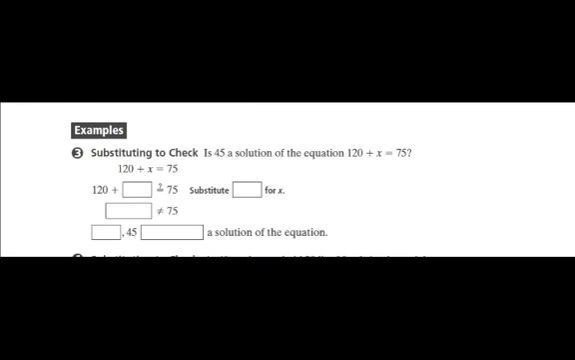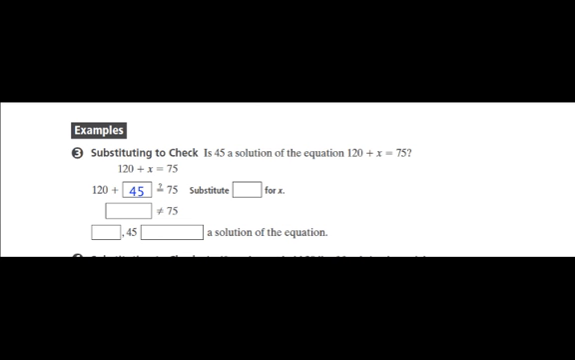We're going to use substitution today to check answers. So for the problems, you're going to be given a solution and you're going to check and see if it works, if it makes sense. For this first one, we're trying to figure out, is 45 a solution for the equation 120 plus x equals 75? So we're going to start by substituting in 45 for x.